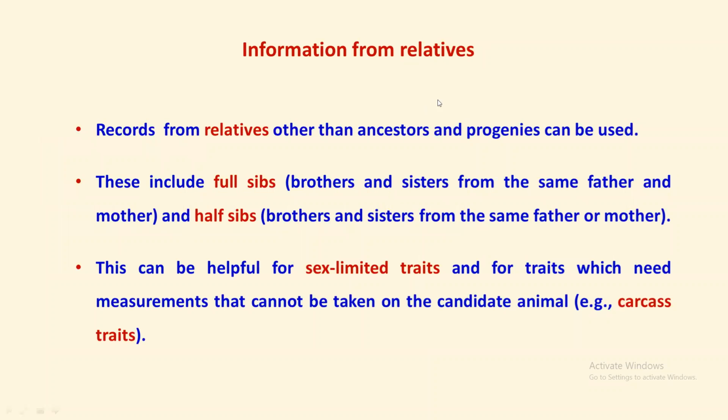Next is the information of the relatives. Information of the relatives means mostly we prefer full sib information, because in full sibs they have a common father and mother, right. In half sibs they have one parent in common, either the dam or the sire, the father or the mother. So if you have the relatives' information like full sibs or half sibs, based on their information also you can select the animal for the sex limited trait or for the carcass traits.